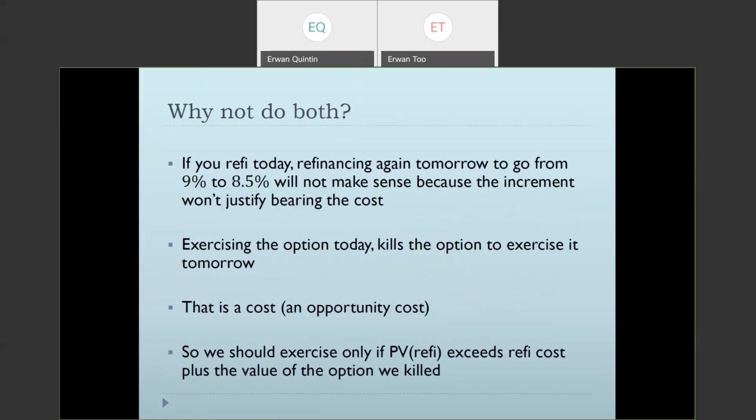Well, the first thing to observe is that if you exercise the option to refi today, you kill the option to exercise a little bit later, tomorrow. Why? Because it costs you $2 million to refinance. So you may refinance to go from 10% to 9%, but if interest rates fall a little bit more, say from 9% to 8.5%, you're not going to pay another $2 million to do this. So exercising the option kills the option to exercise it tomorrow. And we couldn't verify this numerically here with those numbers, but it happens to be true. So that means that refi has a cost, and that's an opportunity cost.